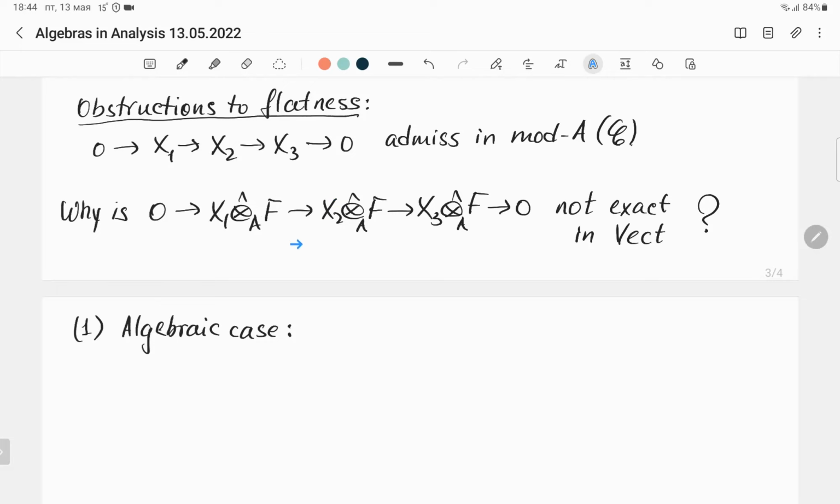So in some sense, the obstructions to the exactness of the sequence sit here in the first term of the sequence. So the obstructions are in the first term.